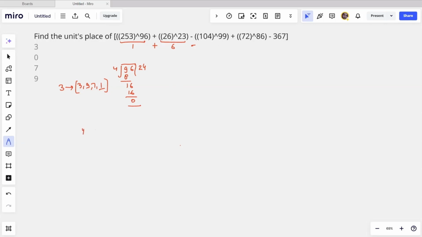So we have to find the power cycle of 4, which is 4, 6. And let's see what is the power.